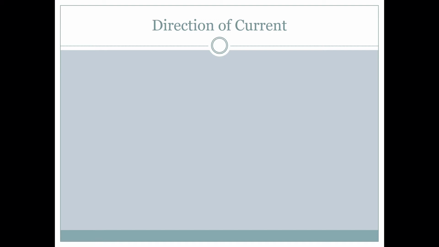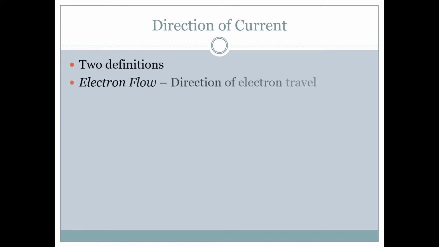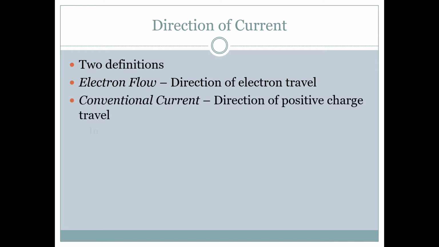Now, with regards to electrical current, there is a rather confusing thing about the direction of current, because in physics we have two different definitions of current, and in electronics work, we have one definition, which is actually incorrect. So in physics, our two definitions are as follows. We have electron flow as one type of current, and conventional current as the other. Electron flow describes the direction of electron travel.